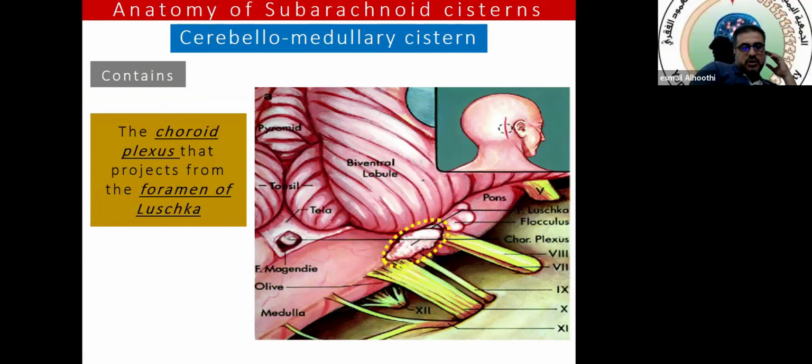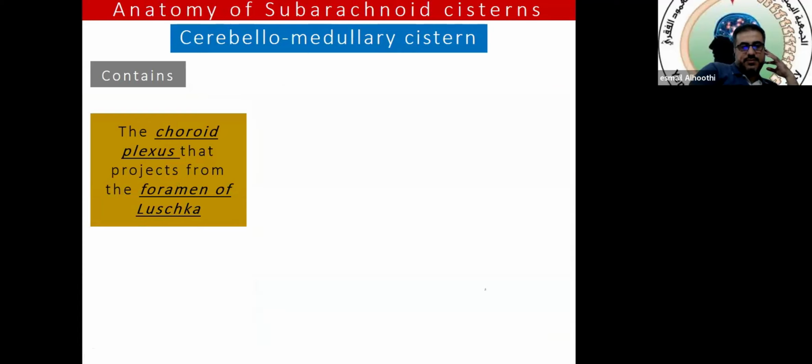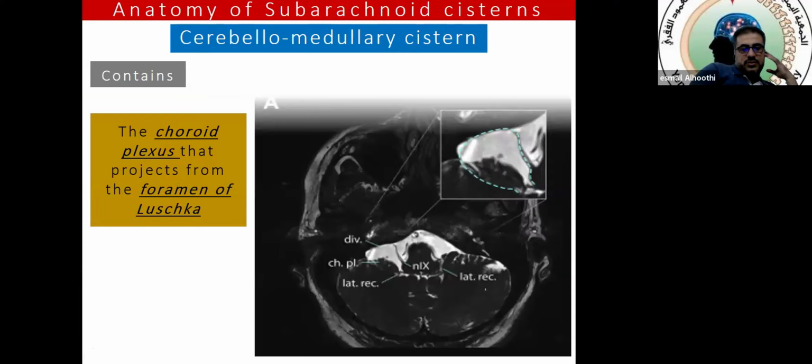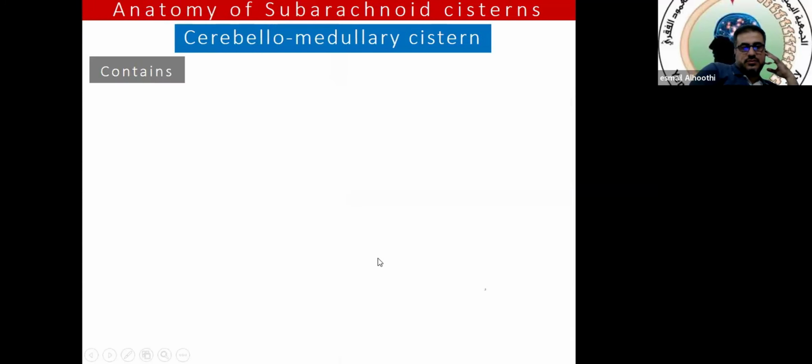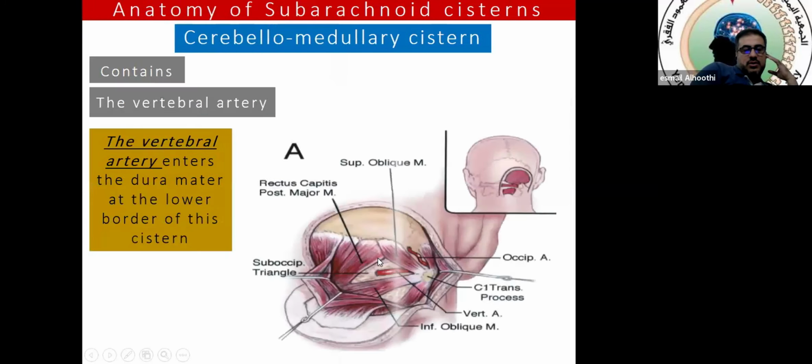Also, one of the contents of this cistern is the choroid plexus that projects from the foramen of Luschka, from the fourth ventricle to this cistern. As we see here, it just goes from the fourth ventricle through the foramen of Luschka to this cistern. Also, one of the important contents of the cerebellomedullary cistern is the vertebral artery.